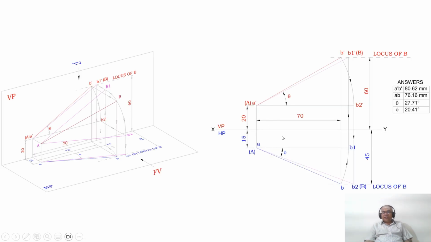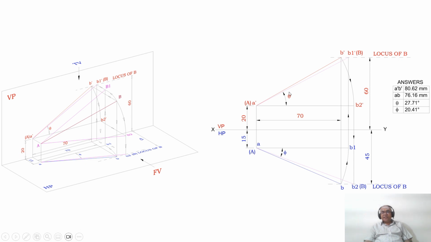So how to find the true length in the horizontal plane? If you want to find the true length in the top view, the front view line has to be parallel. So which is the front view line? The front view line is A dash B dash. How do I know that A dash B dash is the front view? Because correspondingly in the top view, that line is inclined, small ab.